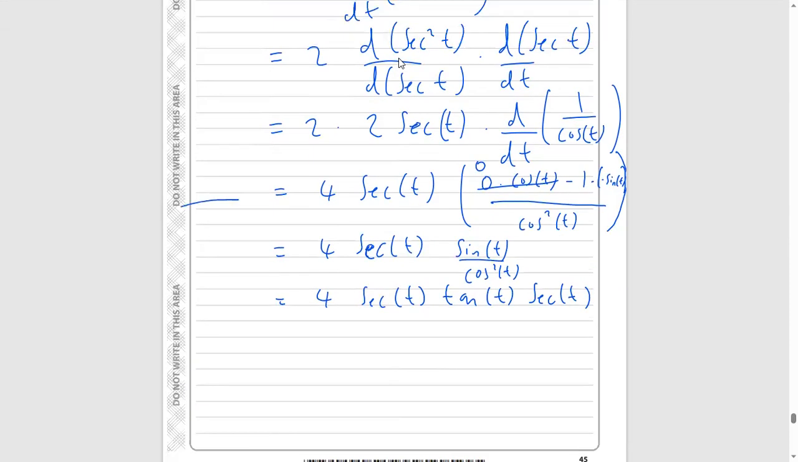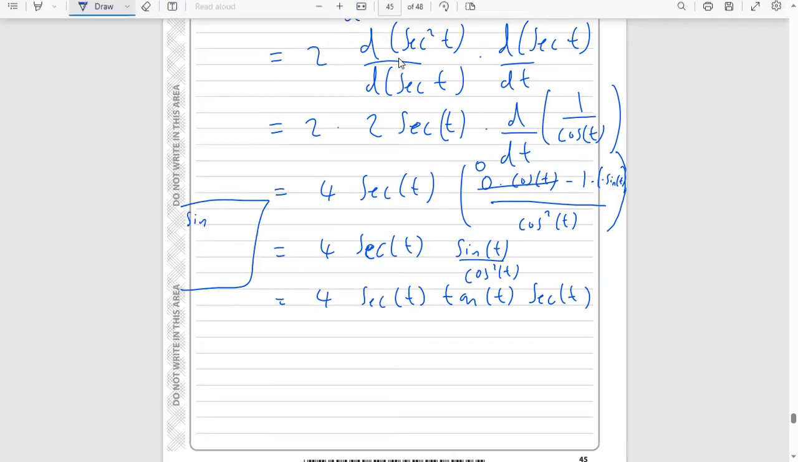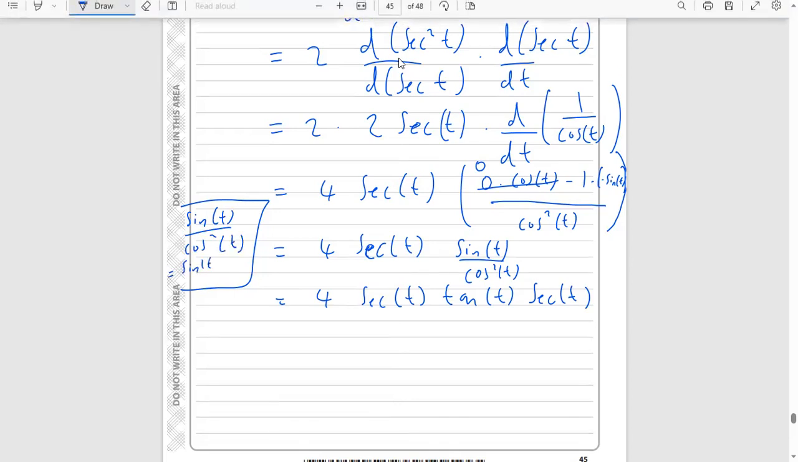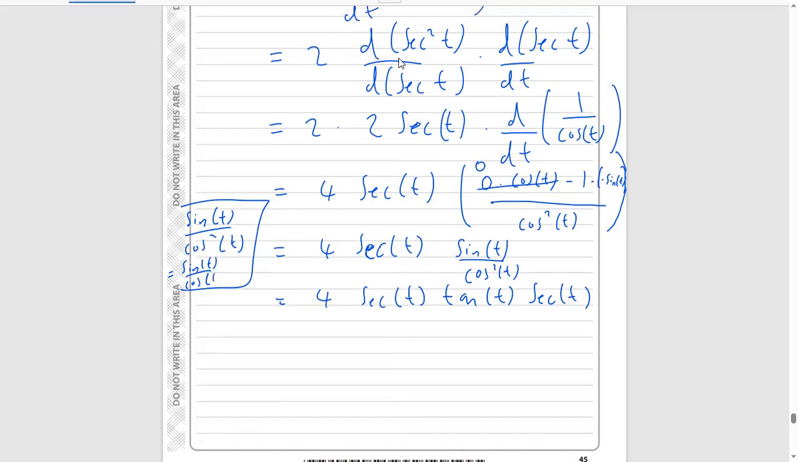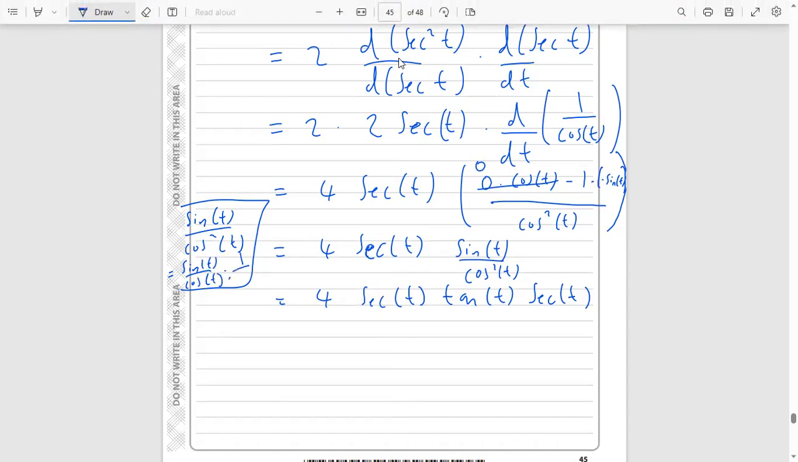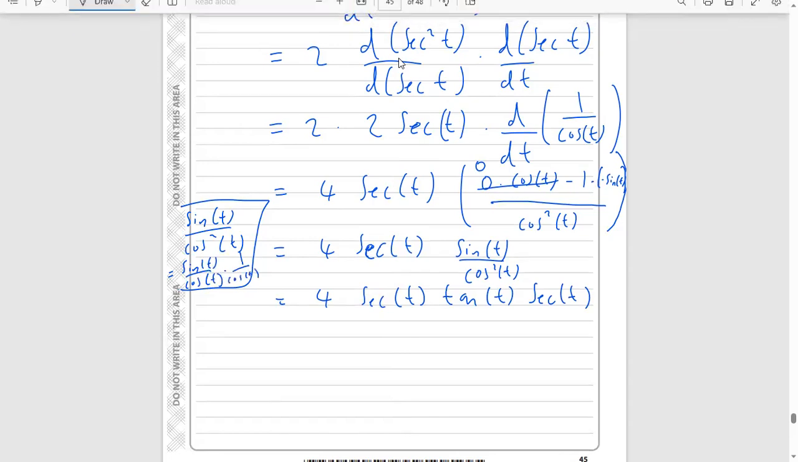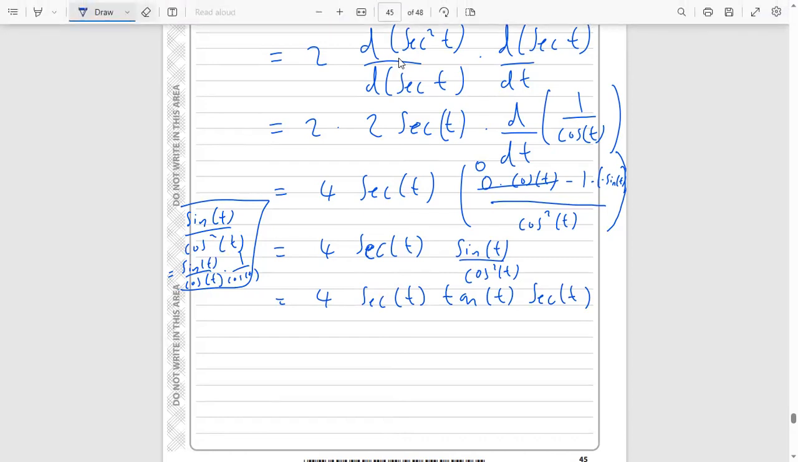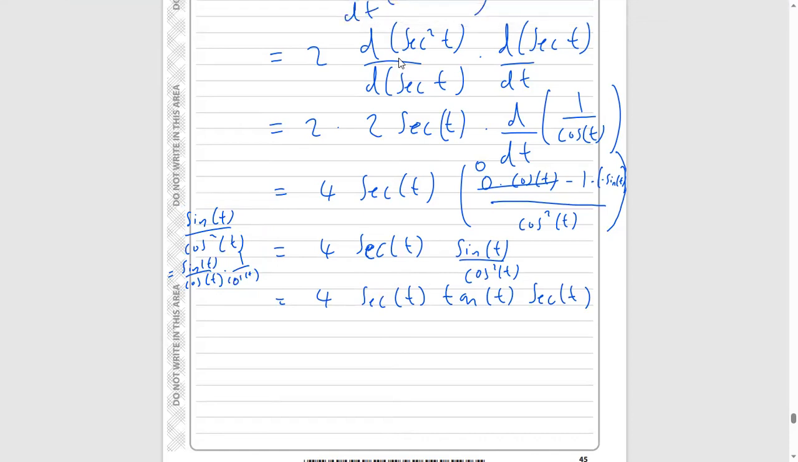And just to make this clearer, in case you're wondering, remember, sine t over cos squared t is the same as sine t over cos t times 1 over cos t, and 1 over cos is sec. Sine over cos is tan. Sorry, let me just box this off a little bit better. This is a cos there.